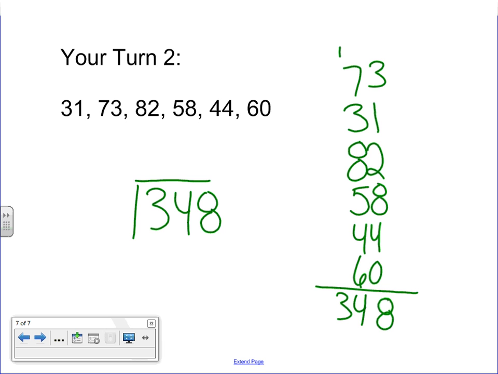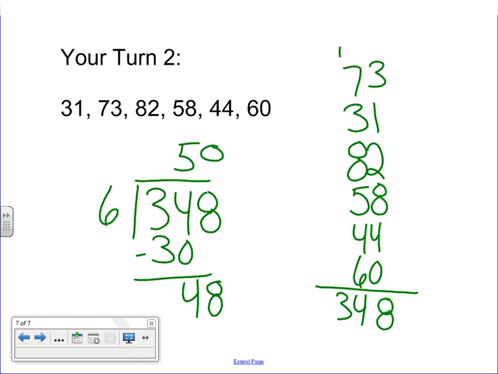Dividing that by the number of data values in the set, which there are 1, 2, 3, 4, 5, 6. 6 into 34. 6 times 5 is 30. Do the subtraction. 4 is left over. Bring down your 8. 6 times 8 is 48. And so there you go. Your mean for this set of data is 58. Remember, when you're finding mean, you add up the total of all the values and divide by how many values there are. Add all the numbers up, divide by how many there are.